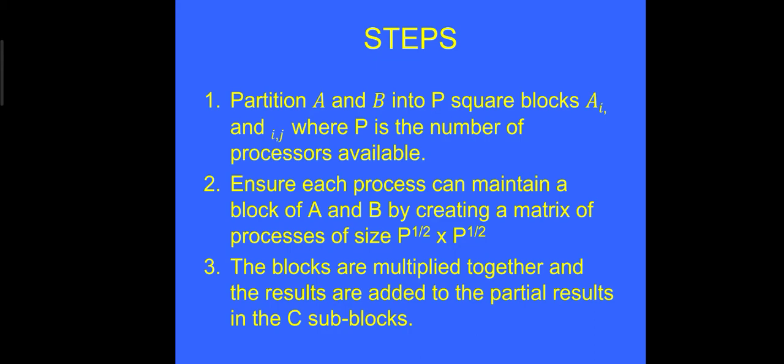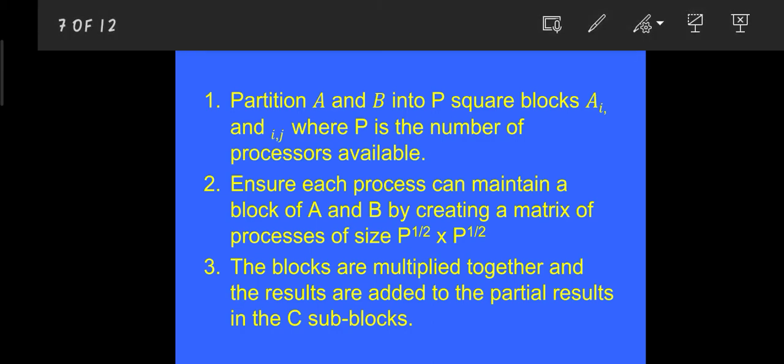Ensure each process can maintain a block of A and B by creating a matrix of process size P^1/2 by P^1/2, provided each block of the matrix is assigned to a processor. The blocks are multiplied together and the results are added to the partial results in the C sub-blocks. After dividing the matrix and assigning it to the processors, it is multiplied and assigned to the C sub-blocks.